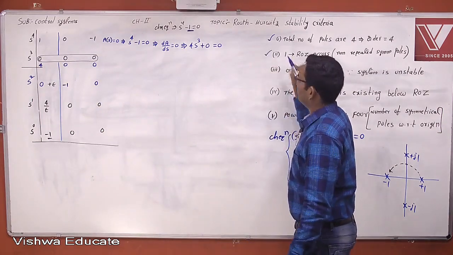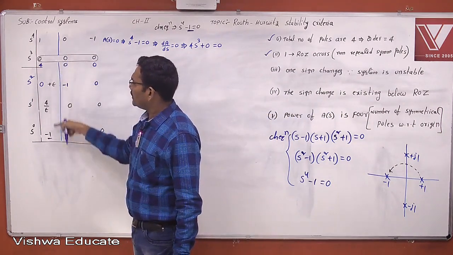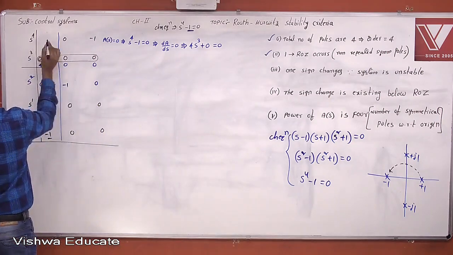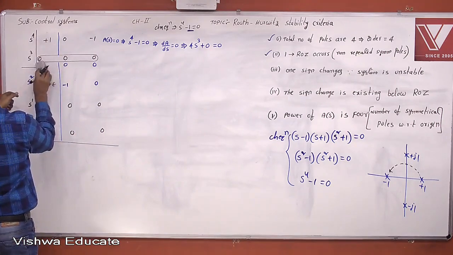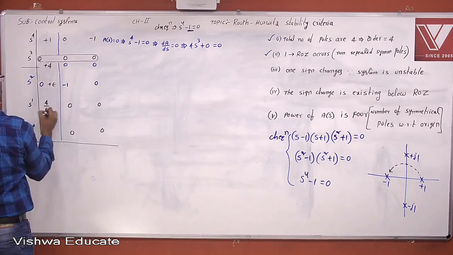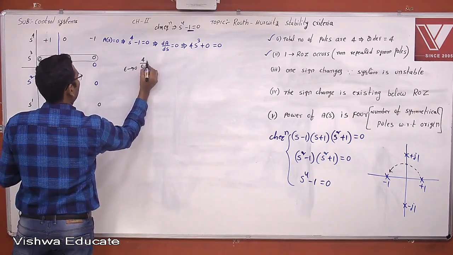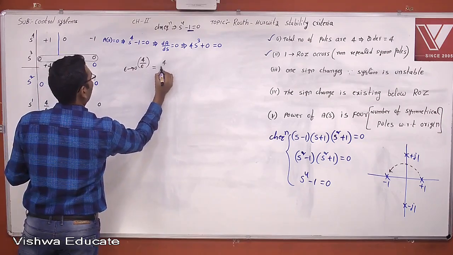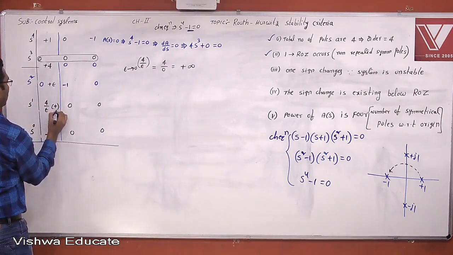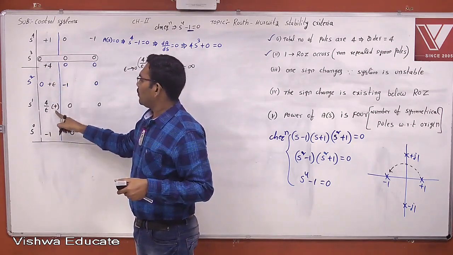This is correct. Now how many sign changes are there in the first column? Now see here, this is plus 1, this is plus 4, this is plus, and here you can check, replace epsilon with 0, 4 by epsilon, so 4 by 0 is plus infinity, therefore this is positive. Now see the situation: positive, positive, positive, positive, negative.